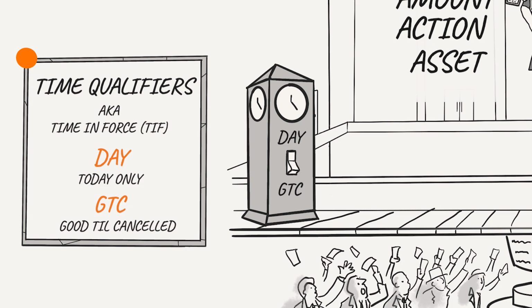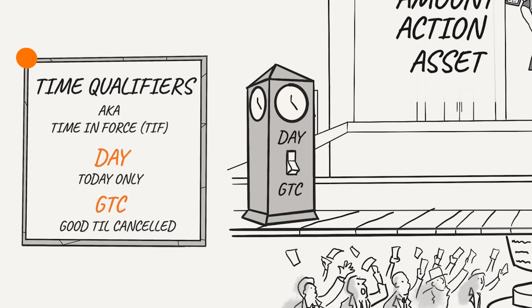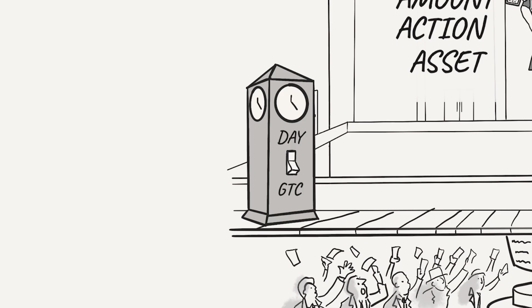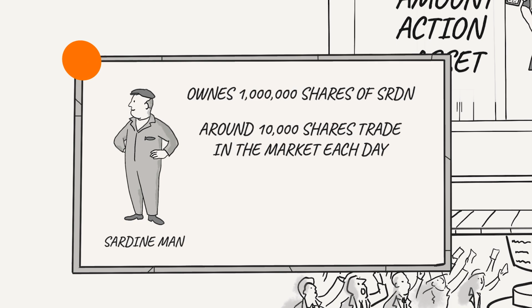Now, most firms are going to default orders to day. So if you place a buy 100 Apple and nothing else, that's going to be considered a day order. Now, why would we need to specify the time? Shouldn't all orders get executed when I enter them? Well, there's 2 main reasons why they wouldn't. First, say if we have a client who owns 1 million shares of a small Canadian sardine canning plant. On a normal day, only 10,000 shares are traded in the open market, but your client wants to sell 1 million shares. It may take more than a day to find enough buyers for all those shares.